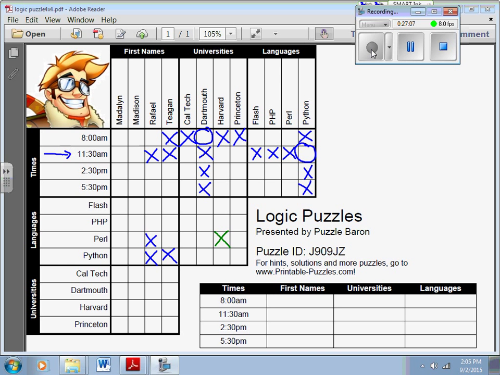The person who arrived at 2:30 graduated from Caltech. So you go to 2:30 and you go to Caltech. That means the Python programmer did not go to Caltech. So that means one of these 2 people is going to be the Python programmer. Okay? The 5:30 person did not go to Caltech.